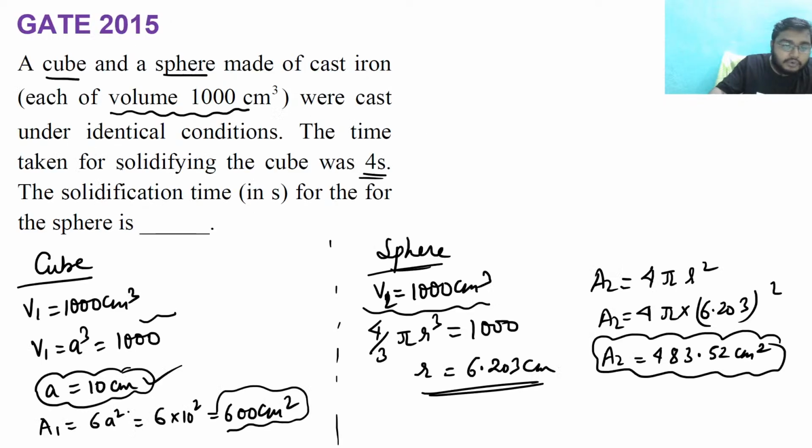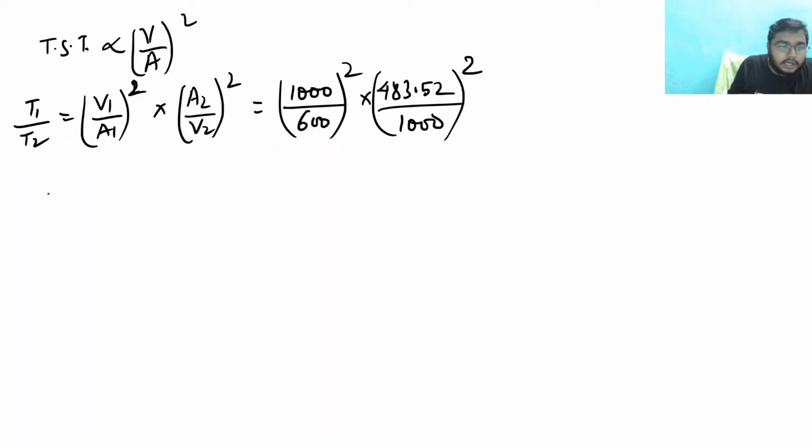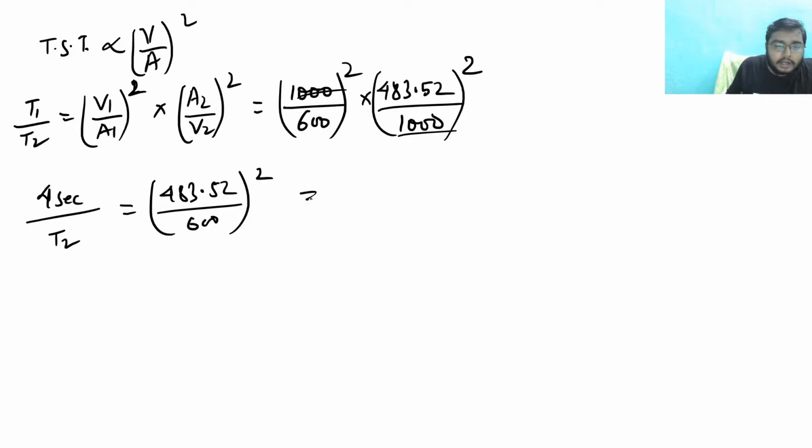Now see here, you know that the time taken for solidifying the cube, that is 4 seconds, right? So this is my 1, this is my 2. So can I say that t1 is given as 4 seconds? So putting here 4 seconds by t2 is equal to this 1000. This 1000 will be cancelled out. So actually you are getting (483.52 by 600) whole square, and if you calculate from here you will be getting 6.16 seconds.